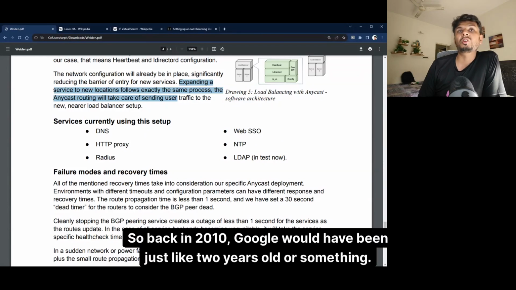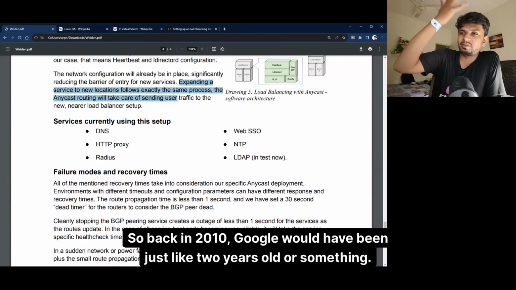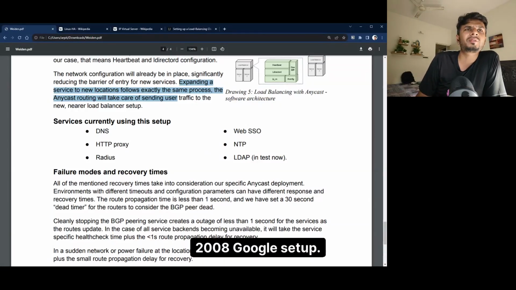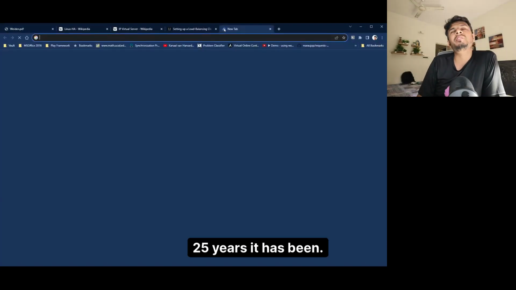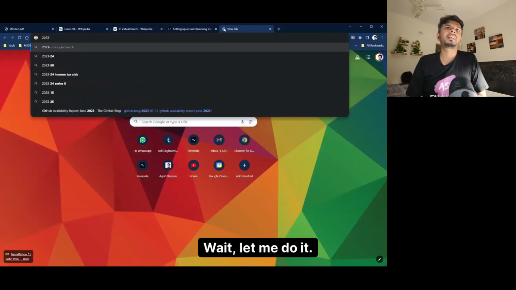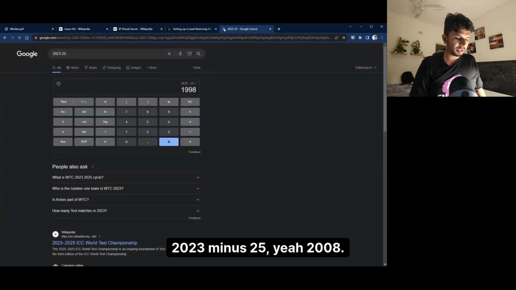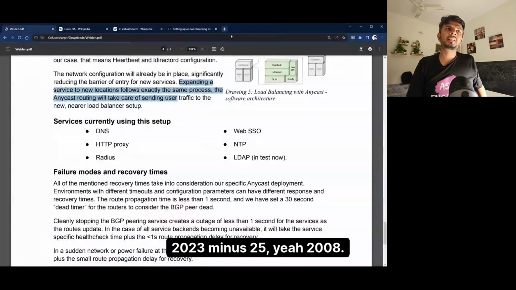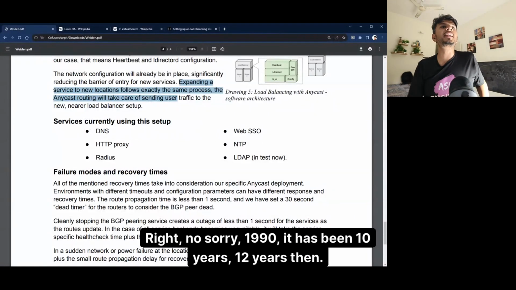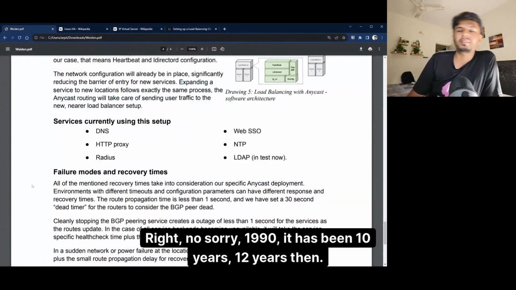LDAP is in test now. So back in 2010, Google would have been just like 2 years old or something. Yeah, 2008 Google setup. I don't know, 25 years it has been. Wait, let me do it. 2023 minus 25, yeah, 1998. Oh, it has been 12 years then.